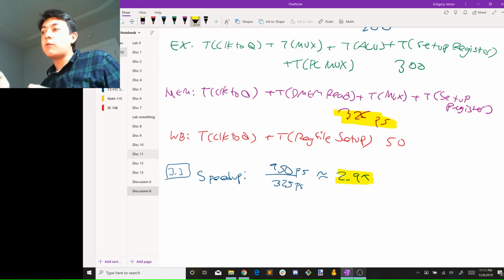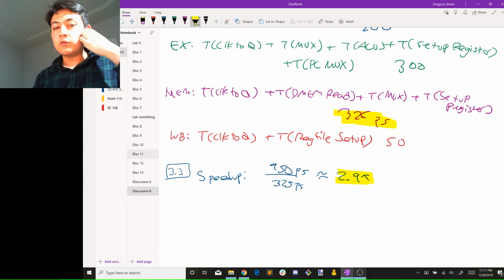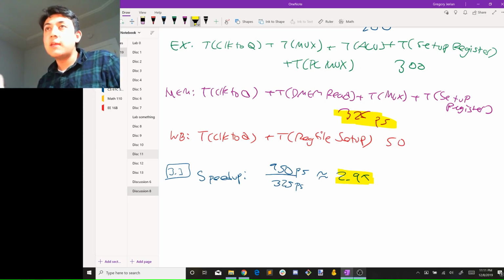We pipeline into 5 parts, so you might think we have a 5 times speed up, but there's a lot of overhead. And overhead is caused from registers, so we keep writing to these registers and reading from these registers. There's setup and clock to queue times. It takes forever, right? So that's already going to take us down. The other thing is that our data path stages are pretty uneven.